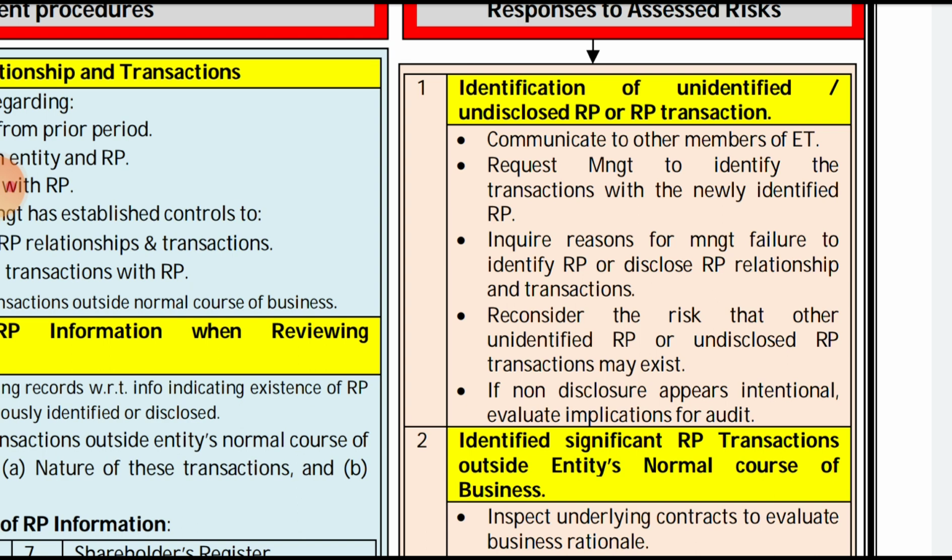So they will request the management to give the information, that is, to identify the transactions with the newly identified related party, meaning all the new transactions with this new party. For instance, a new party, XYZ Limited, has been identified by the auditor, which was not identified earlier. This is a newly identified related party. So they will request the management to identify the transactions with them.